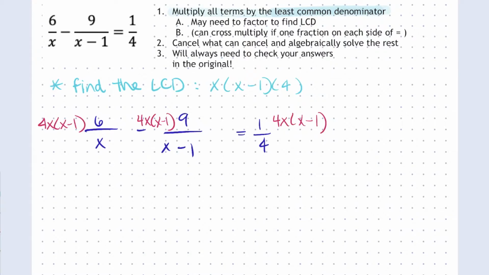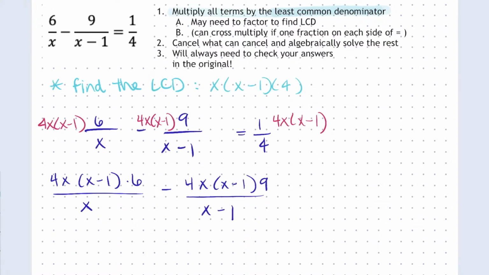So what I'm going to do is rewrite this. We'll have 4x times x minus 1 times 6 over x, 4x times x minus 1 times 9 over x minus 1. And you don't want to multiply any of this out, because the idea here is that stuff is going to cancel. So you want to leave it in factored form. 4x times x minus 1 times 1 all over 4.